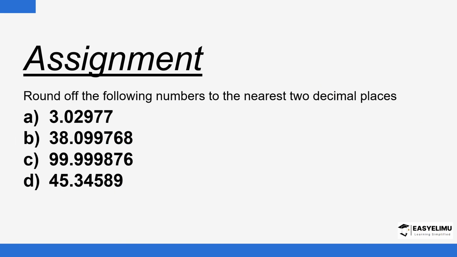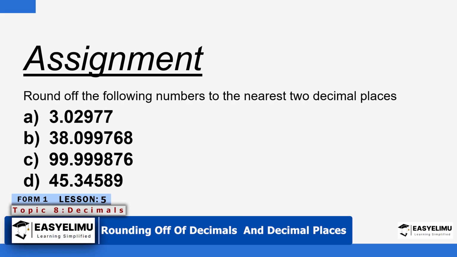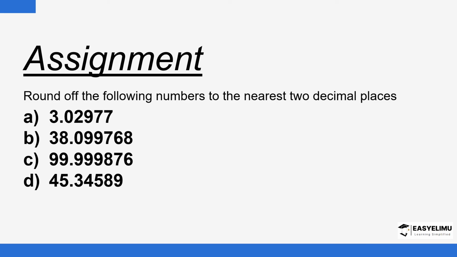So that is all about that. We have some questions here to help you practice and also to help you check on your understanding of the concepts as discussed through this lesson. You're supposed to round off the following numbers to the nearest 2 decimal places. So we have the numbers ranging from A to D. You can always attempt, post the responses in the comment section. We'll be looking at them and we'll be able to give you feedback accordingly.